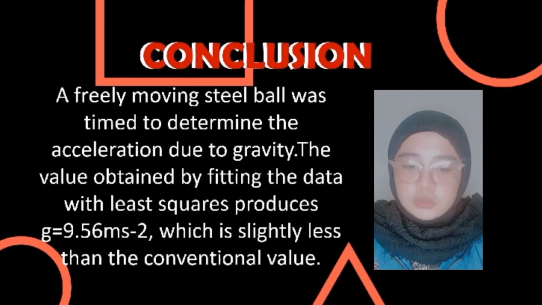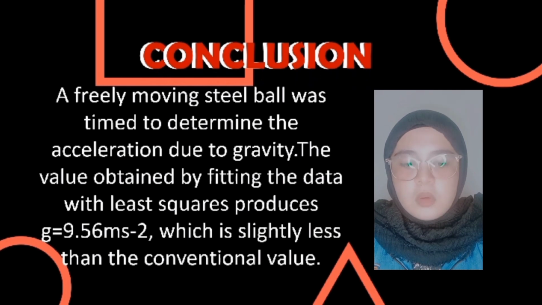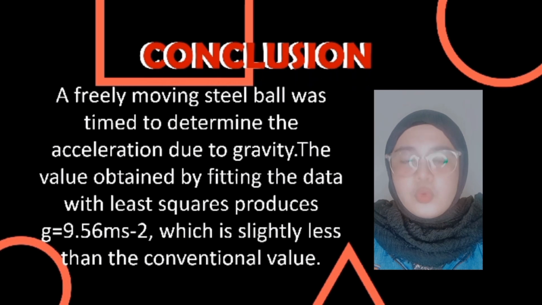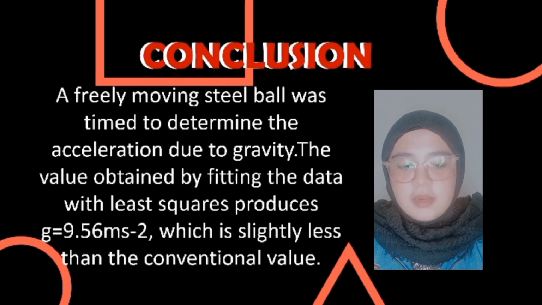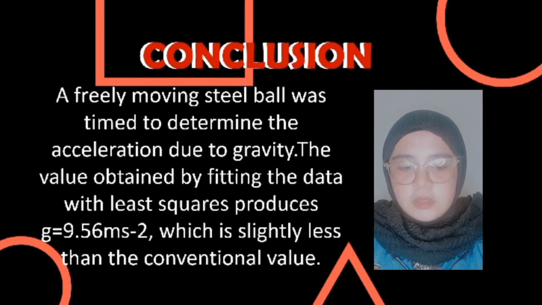For the conclusion, a freely moving steel ball was timed to determine the acceleration due to gravity. The value obtained by fitting the data with least square produced g equal to 9.56 meter per second square, which is slightly less than the conventional value.